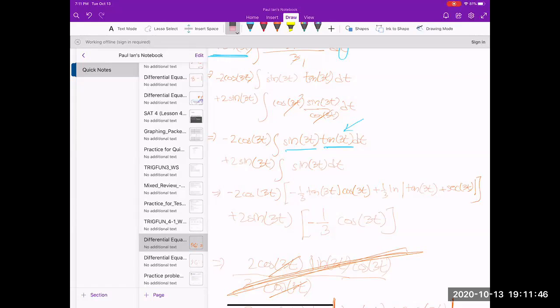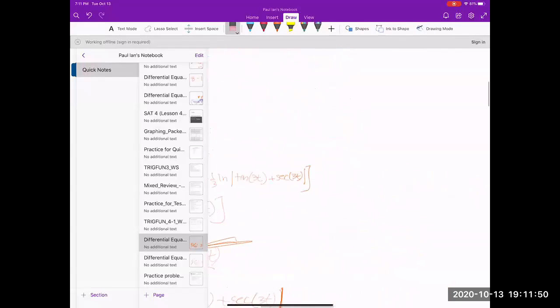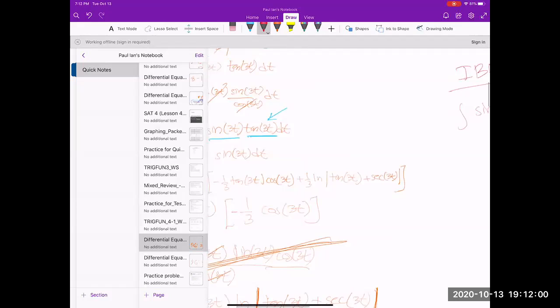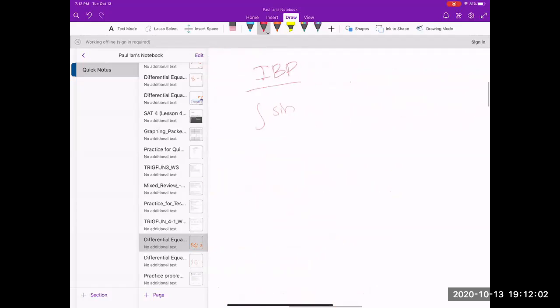So the very first thing is integration by parts, IBP. Let's try to do this one. What we're trying to solve here is the sine one, right? Is this in terms of x or t? It's the integral of sine of 3t times tan 3t dt.